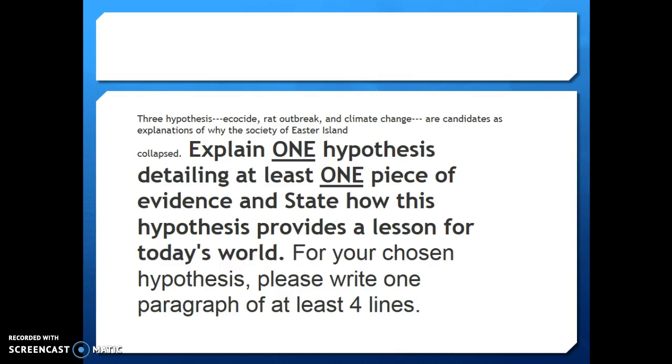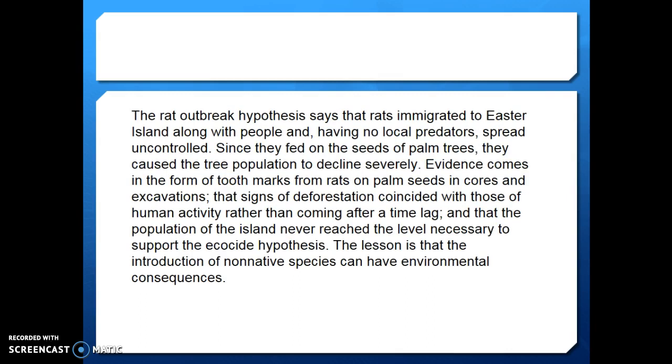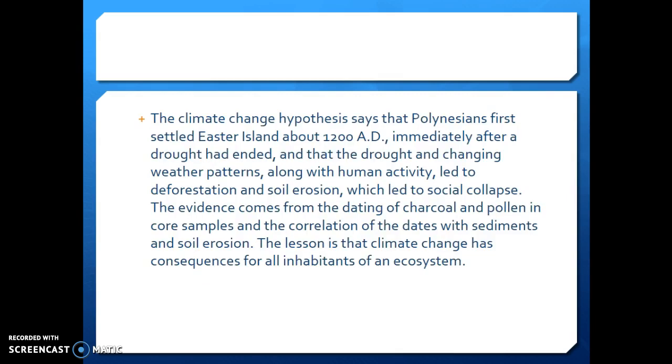So here is that first essay question. It asks you about the ecocide, rat outbreak, and climate change. It says to explain one hypothesis, detailing at least one piece of evidence, and state how this hypothesis provides a lesson for today's world. Looking for at least 4 lines, so pretty much a paragraph. You could have chosen ecocide, rat outbreak, or climate change.